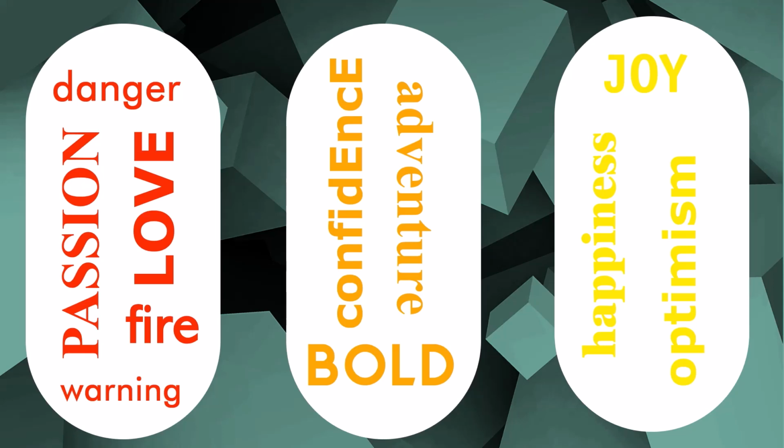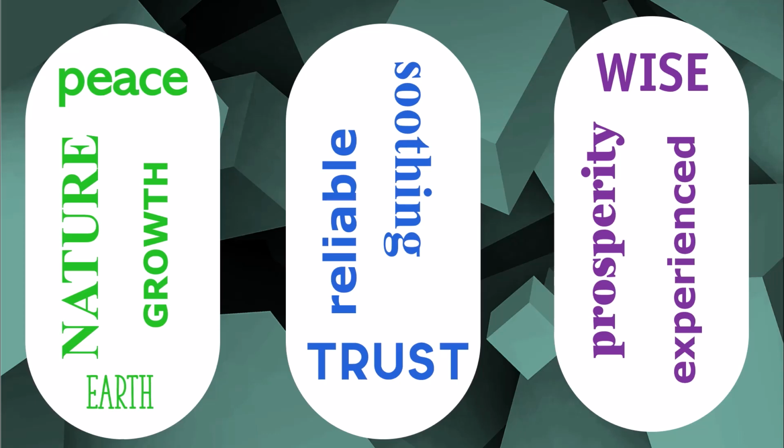This is where different colours can create different feelings in the viewer's mind. For example, red conveys passion and sometimes danger. Orange conveys a sense of confidence and being bold. Yellow creates a strong sense of happiness and optimism. Green is growth and nature and very simplistic. Blue creates a sense of trust and is very soothing. And purple is wise and prosperous.